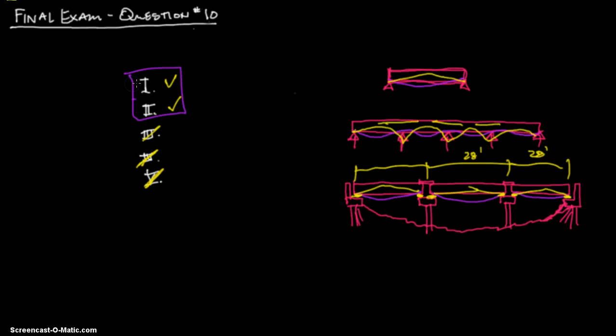All right. So we have to figure out one with 1 and 2. What has 1 and 2? A has 1 and 2. So the answer to number 10 is A.